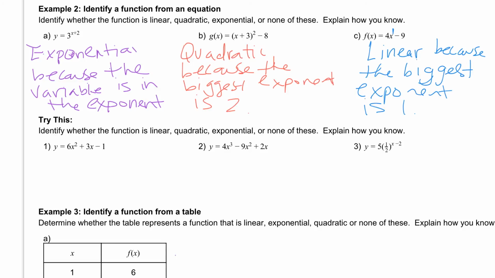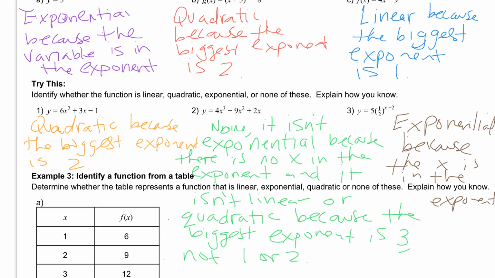Next, I'd like you to pause it and do the try this. Unpause it when you're ready to check your answers. If you did the try this correctly, number 1 you should have said was quadratic because the biggest exponent is a 2. Number 2 you should have said was none of these.